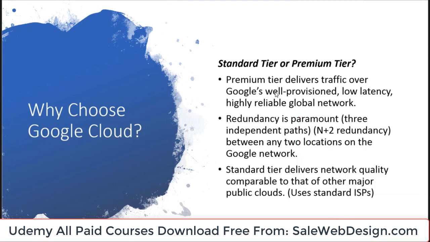Basically, you could have your traffic over Google's well-provisioned, low-latency, highly reliable global network. It's fully redundant, at least with 3 paths, that is. Supports N+2 redundancy, essentially, right? And if you want to go between 2 locations, you can certainly do that. Or if you don't want to pay for the premium tier, then you could certainly use a standard tier, which essentially traverses the internet to go from one cloud platform to another cloud platform in Google.